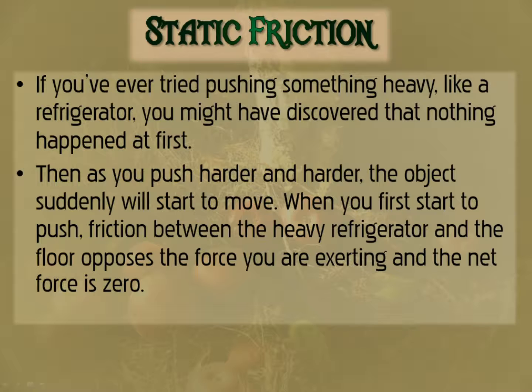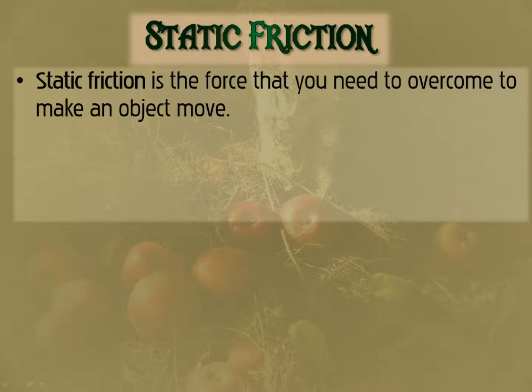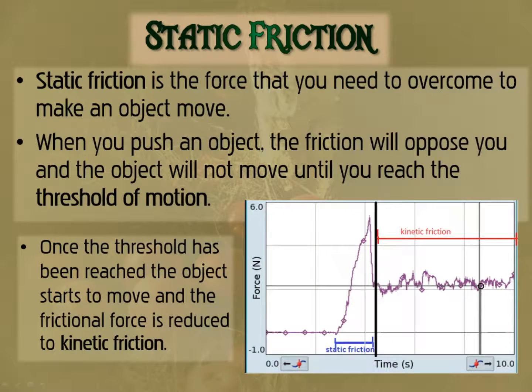So when you first start to push, there is friction between the refrigerator and the floor opposing the force that you are exerting, and so the net force is 0. So static friction is the name we give to the force you need to give to make the object start moving. So when you push an object, the friction while it is not moving is actually higher until you reach the threshold of motion. And then once the threshold has been reached, the object moves and kinetic friction comes into play, which is actually a little bit lower than static friction.